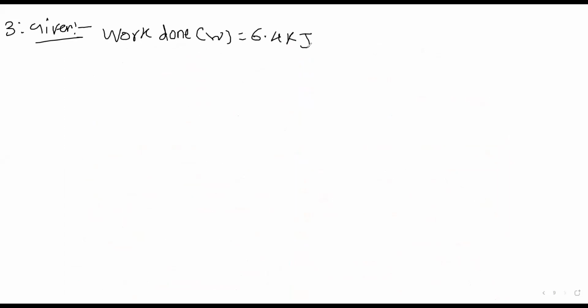6.4 kilojoule, that is 6400 joule. Okay, what else? Displacement 64 meter, S is 64 meter, and time 2.5 seconds.